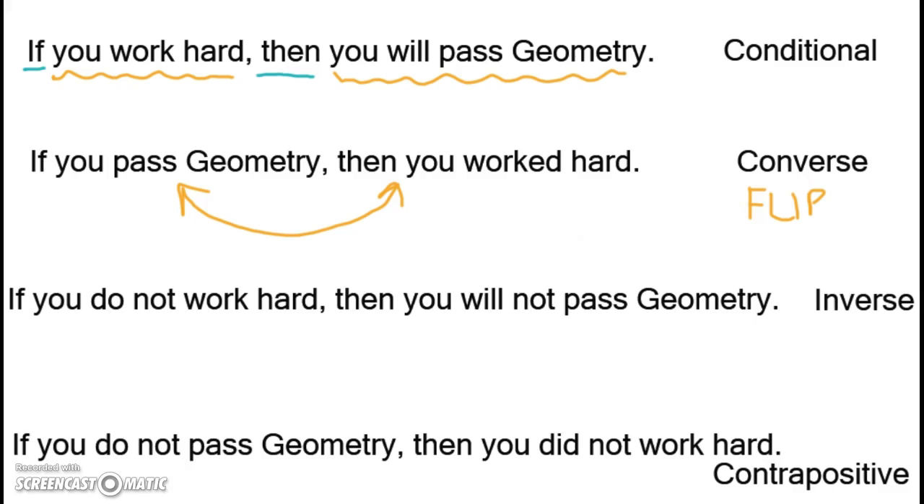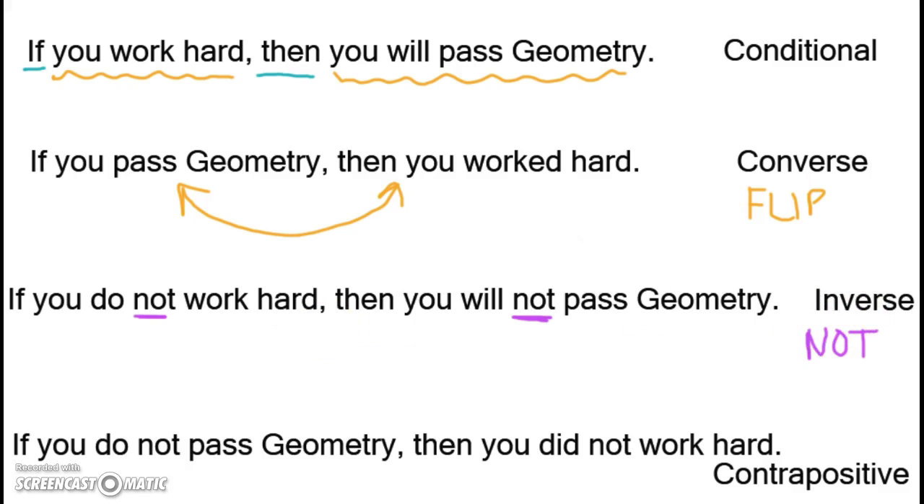The next type of statement we're going to look at is, as soon as I can get my mouse to work, there we go, an inverse statement. And an inverse statement is where you leave things in the order they were, but you negate both the hypothesis and the conclusion. So you add nots to them. So I'm going to keep it in this same order, but I'm going to make both of these statements a not statement. If you do not work hard, then you will not pass geometry. So these nots are what make this the inverse. So the converse you flip, the inverse you add nots.